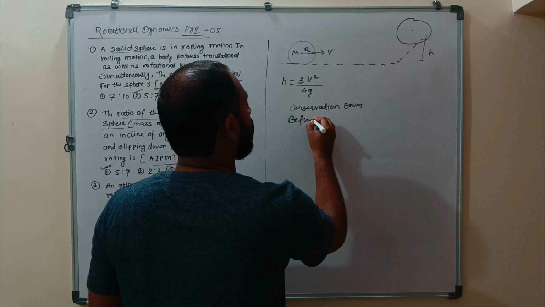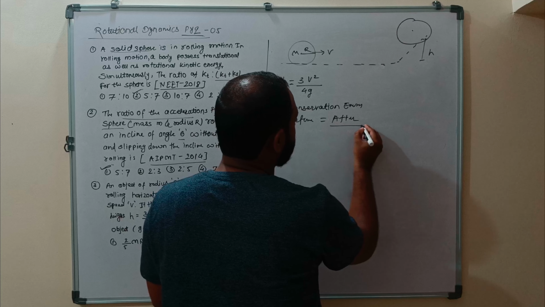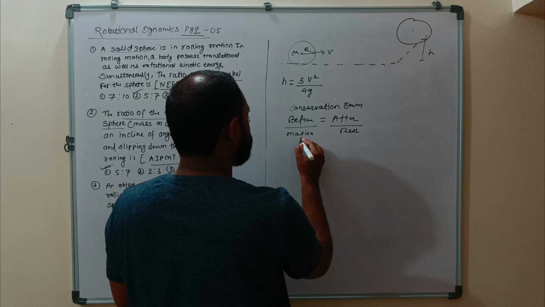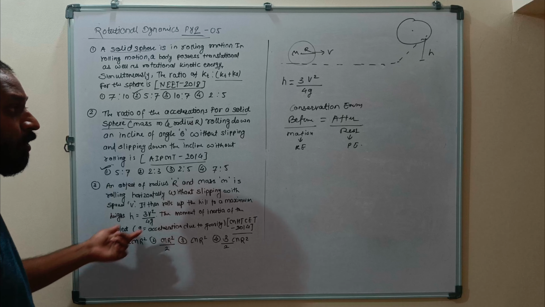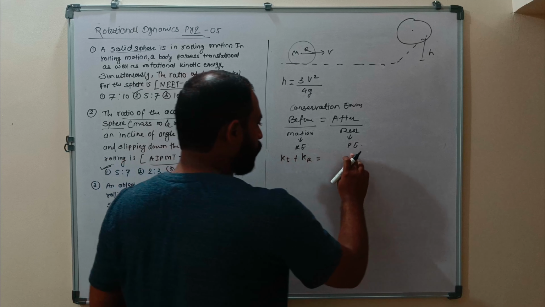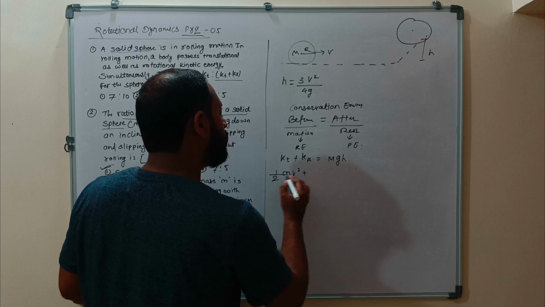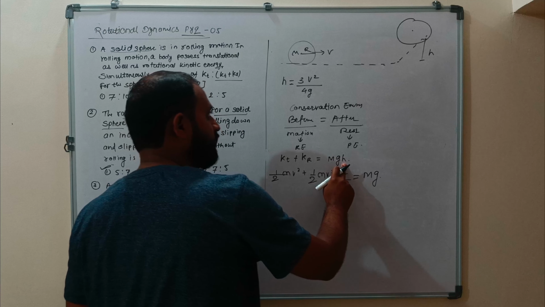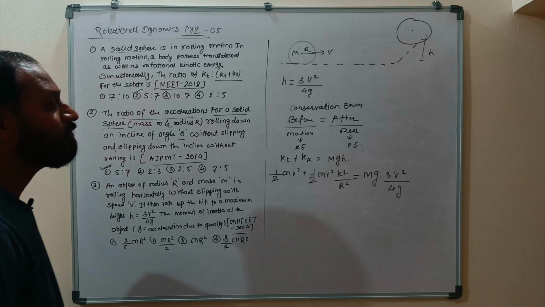Now see, here we can use the conservation of energy, before and after. If the body is reaching some height, then finally the body is at rest, and before that the body is in motion. In motion there is kinetic energy, and at rest there is potential energy. Since the body is rolling, there are two types of kinetic energy, translational plus rotational. The potential energy is mgh. The kinetic translational is half mv square, and rotational is half mv square k square by r square, equal to mg times h, where h is 3v square upon 4g. From this we have to find the moment of inertia.